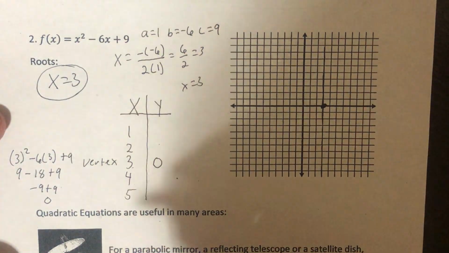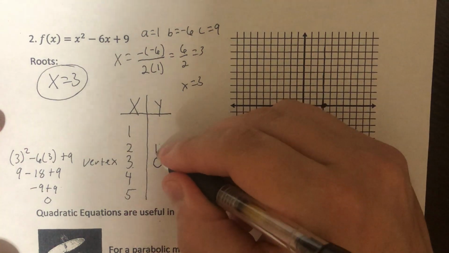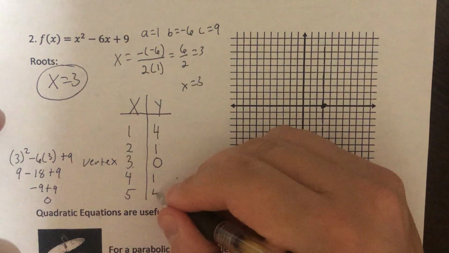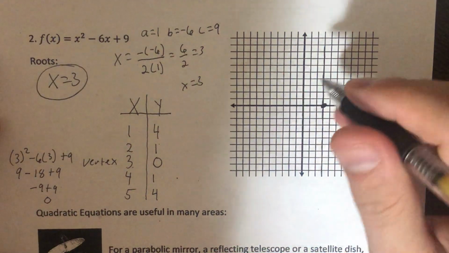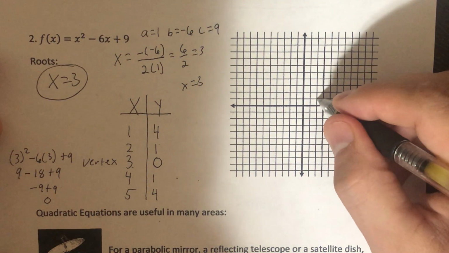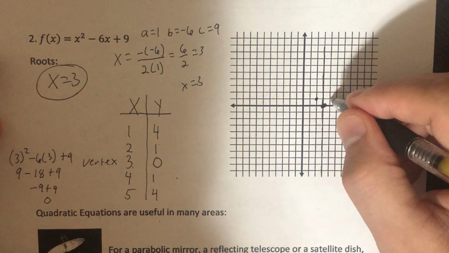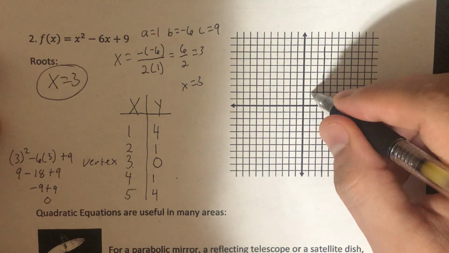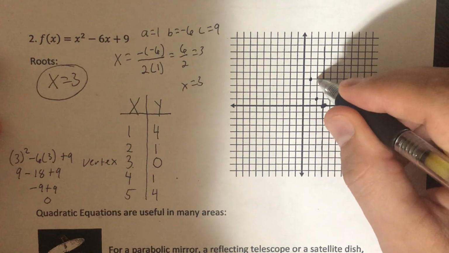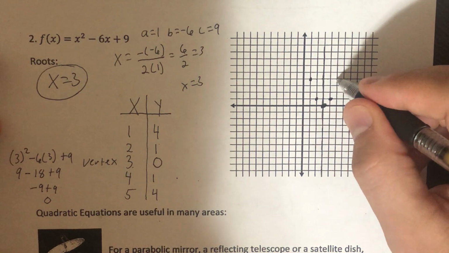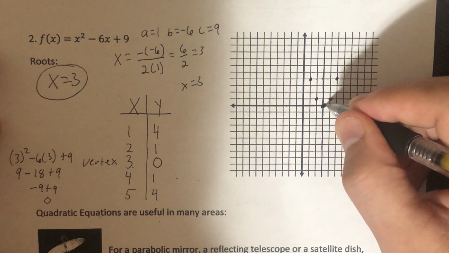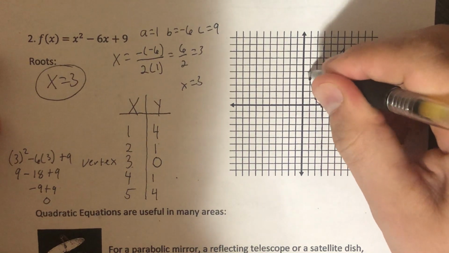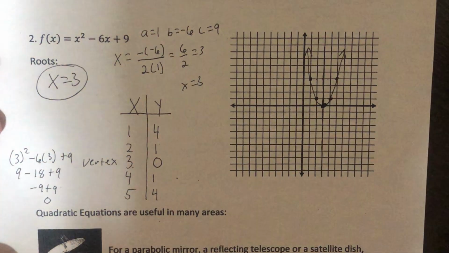Finishing my graph by plugging in the points. When I put in 2, I get 1. 1, I get 4. 1 and 4 again. So, over 2, up 1. 1 away from the axis of symmetry, 1 away from the axis of symmetry. Over 1, up 4. Now I'm 2 away to the left, so go 2 to the right of the axis of symmetry. Drawing my U. And our graph is complete.